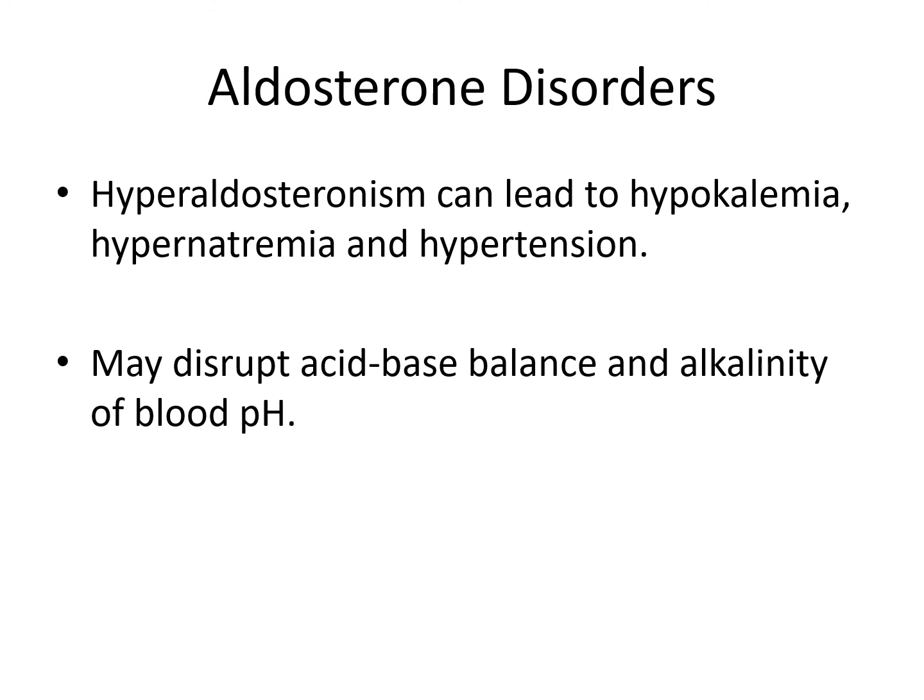Hyperaldosteronism can lead to hypokalemia, a decrease in potassium, hypernatremia, an increase in sodium, and hypertension. This is why kalemia is potassium, because the abbreviation is K, and natremia is sodium, that's where we get the abbreviation Na. It may also disrupt acid-base balance and cause alkalinity of blood pH.